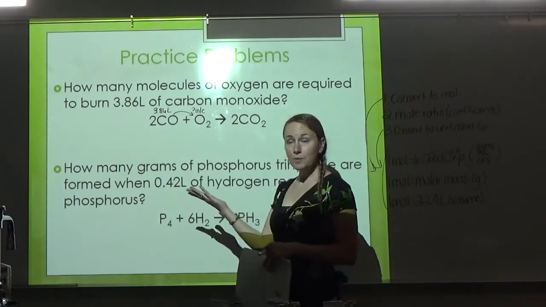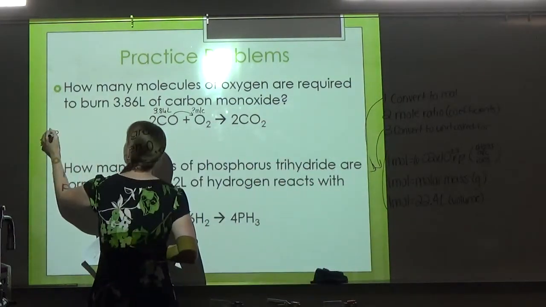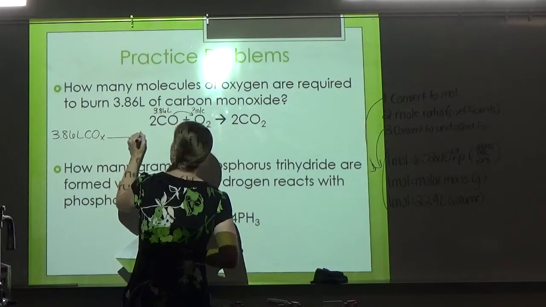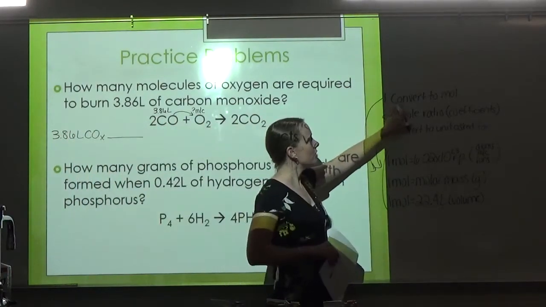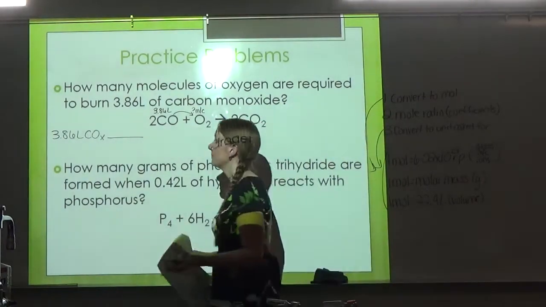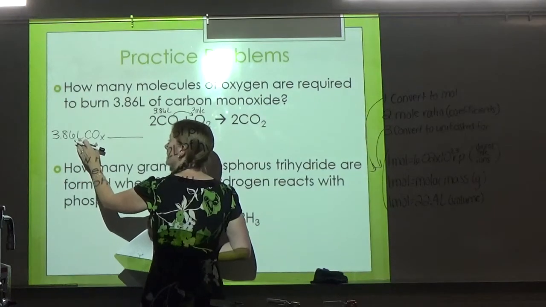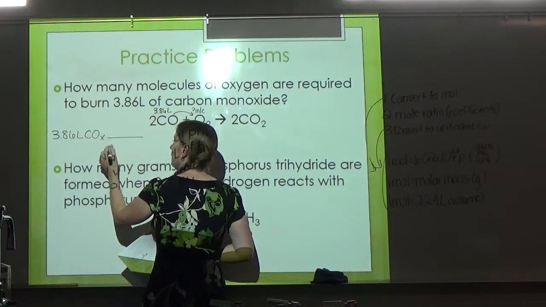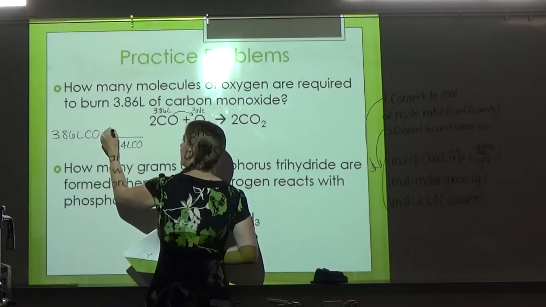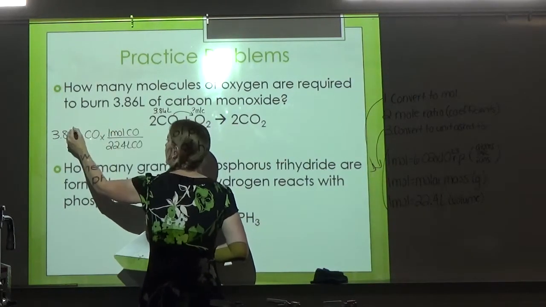All right, so I start with what I know. So I have 3.86 liters of carbon monoxide. And so the first step is to convert to moles. Since I have liters, I'm going to use the 22.4. So I know that since I have liters of carbon monoxide on top, I'm going to put the 22.4 liters of carbon monoxide on bottom and the 1 mole on top, because I want those liters to cancel.